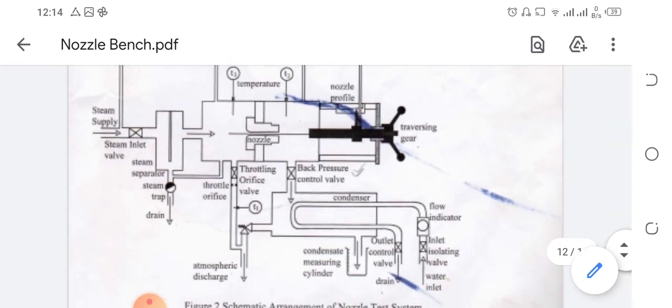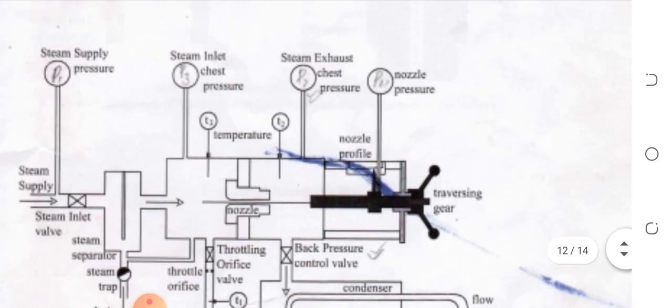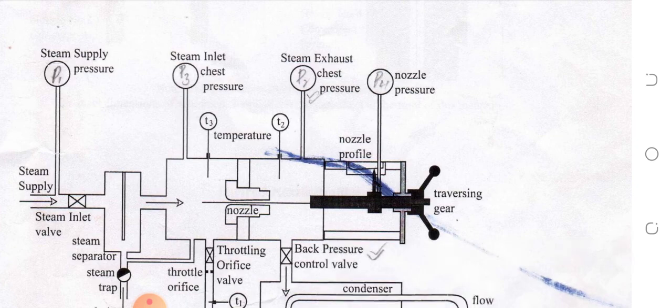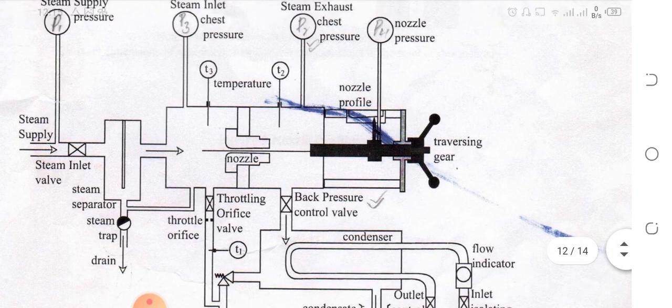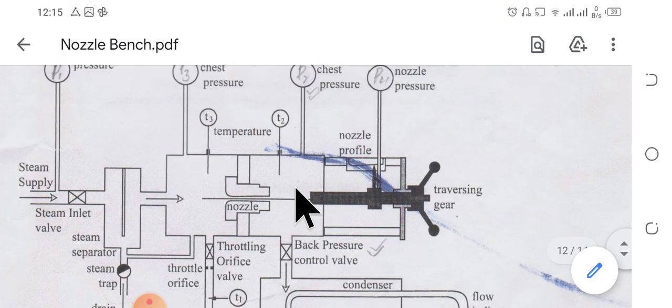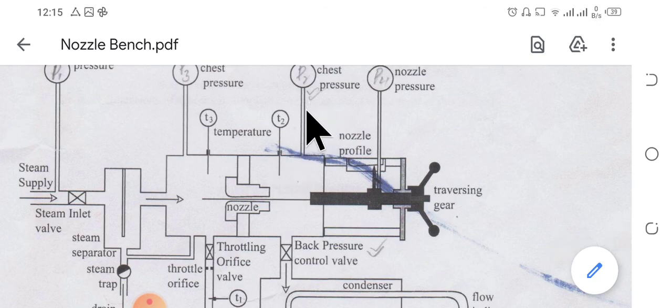Now moving towards our experiment. In our experiment, we first set this P3 pressure, this is P2 pressure. This pressure is coming from the boiler, it's around 7 to 8 bar, up to whatever pressure we set over here. As we open this valve, the pressure in the chest will decrease. And this is the nozzle pressure that moves along this direction.